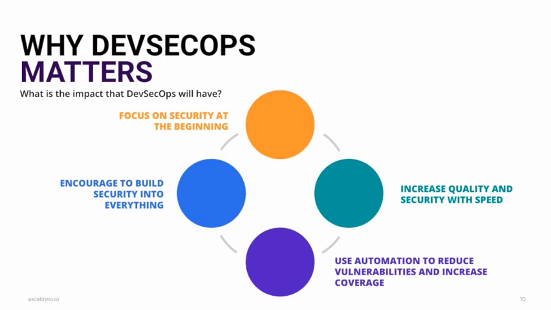We're going to use automation to reduce vulnerabilities and increase coverage. So scanning and other things there. And then we're going to encourage building security into everything.